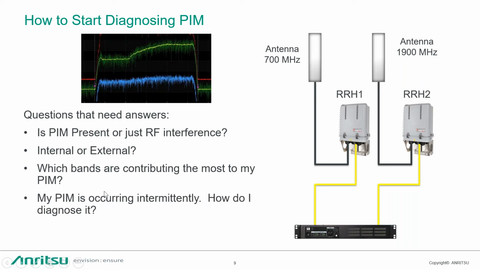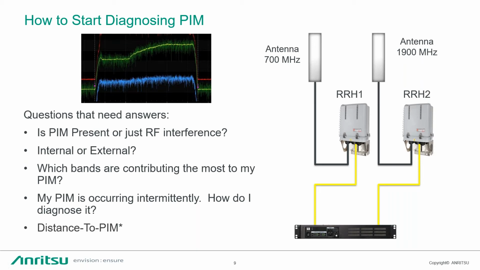PIM occurring intermittently can make it very difficult to debug, especially if it's at particular days or particular hours where the environment is in a state of flux. So maybe you have a venue where people are driving in and out.